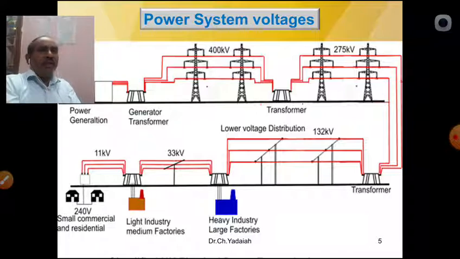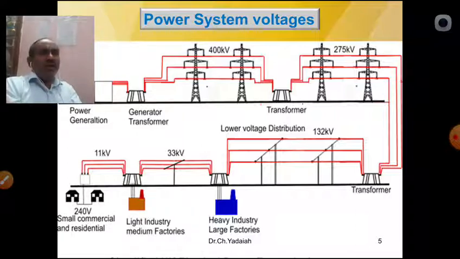The 275 kV level is not used in our India. So we generate 400 kV, transmit 400 kV and step down to 220 kV. In our case, 220 kV is stepped down to 132 kV by using power transformers. Then from 132 kV, by another step-down transformer, it is stepped down to 33 kV.